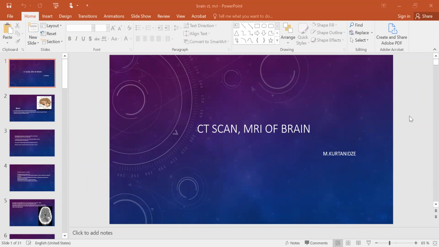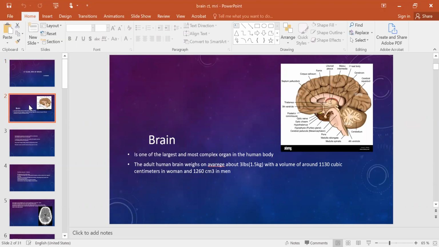Hello, today I'm going to talk about computed tomography and MRI of the brain. First of all, let's discuss some anatomical parts of the brain.